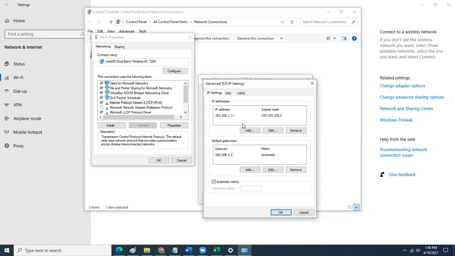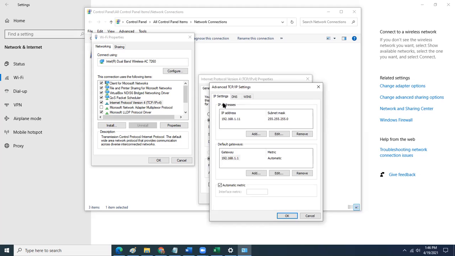So in your IP settings, it looks a little different in the newer version of Windows, but basically if you go into advanced, you can put another address on the same network interface hardware.